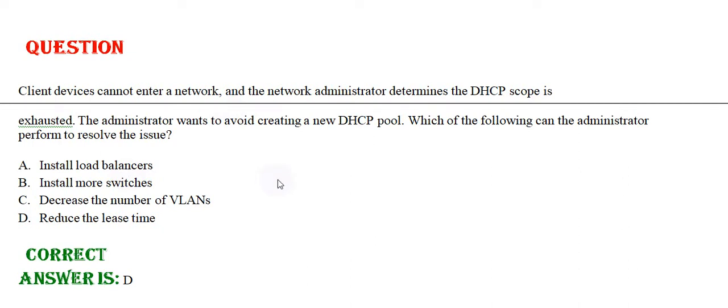Client devices cannot enter the network and the network administrator determines the DHCP scope is exhausted. The administrator wants to avoid creating a new DHCP scope. Which of the following can the administrator perform to resolve the issue? Option A, install load balancers. Option B, install more switches. Option C, decrease the number of VLANs. Option D, reduce the lease time. The correct answer is option D.